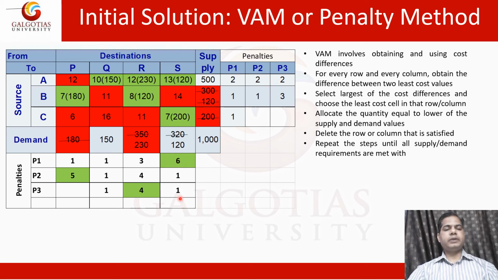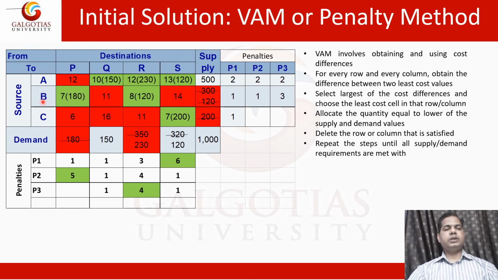Again, out of these penalties, we will find the maximum value of the penalty, that is 4. We will enter this particular column, and in this column we will find the minimum cost. The least cost is now 8. So the demand for the R is 350 and the supply for the B is 120. So we will give the maximum possible allocation at this place, that is 120 units. Now after giving 120 units to this one, my B is over.